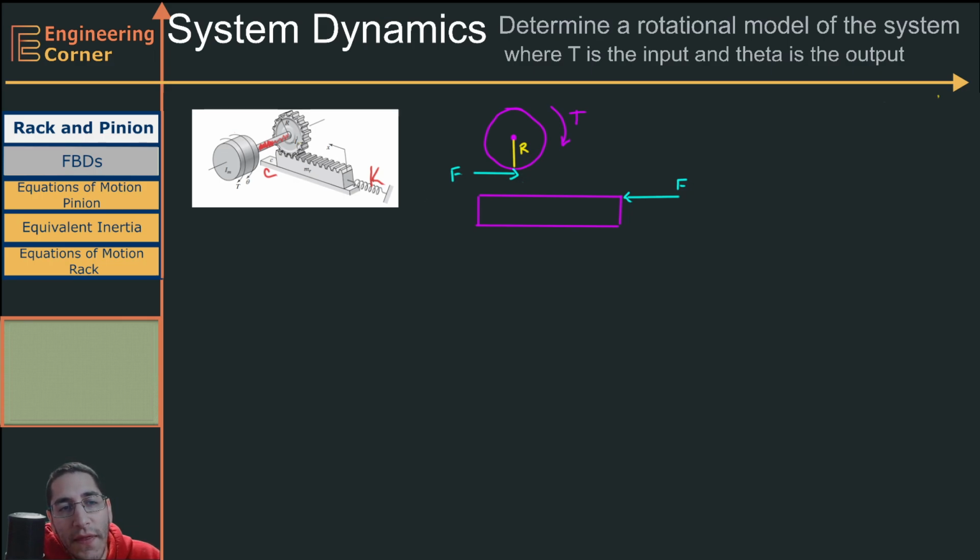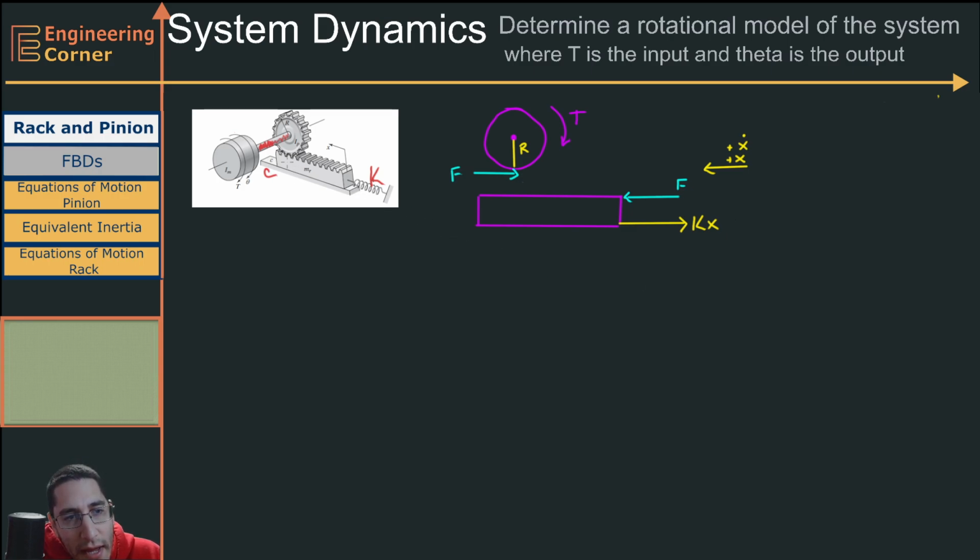Now, what's happening on this rack right here? Well, as I'm moving, and this is going to be my positive x direction, this is going to be my positive, we'll say, velocity. So as I'm moving towards the left, that means this spring is stretching, and it was initially unstretched. And I'm going to have a restoring force that tries to bring that spring back. That restoring force is going to have a magnitude of k times x.